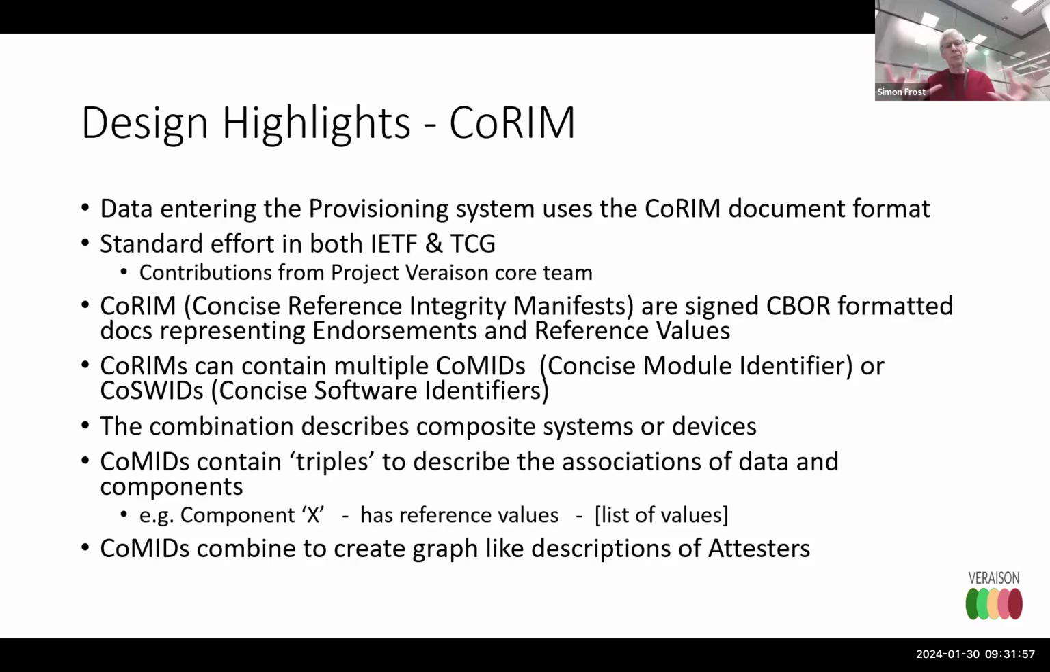A CoRIM can contain multiple module identifiers. It allows you to build a picture of an attester, or the features within an attester, and you can create a graph-like structure, because the individual module pieces contain triples which describe the associations of data and any components described within each module. So you can say this component has reference values XYZ. And then you can have another module which perhaps updates or replaces another one, and you can package all those together in CBOR.